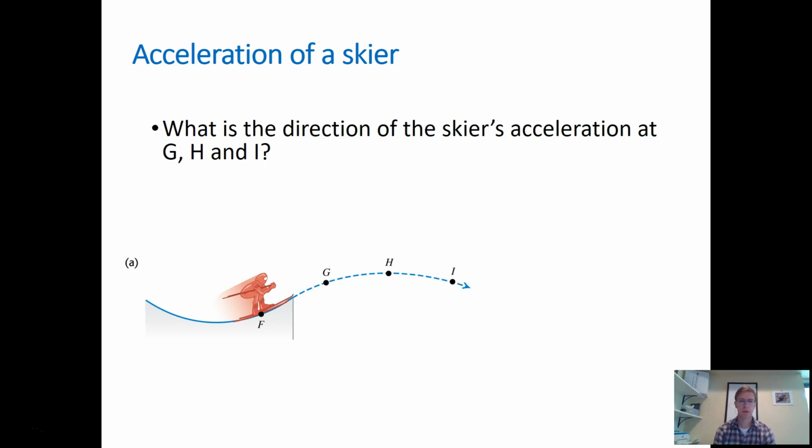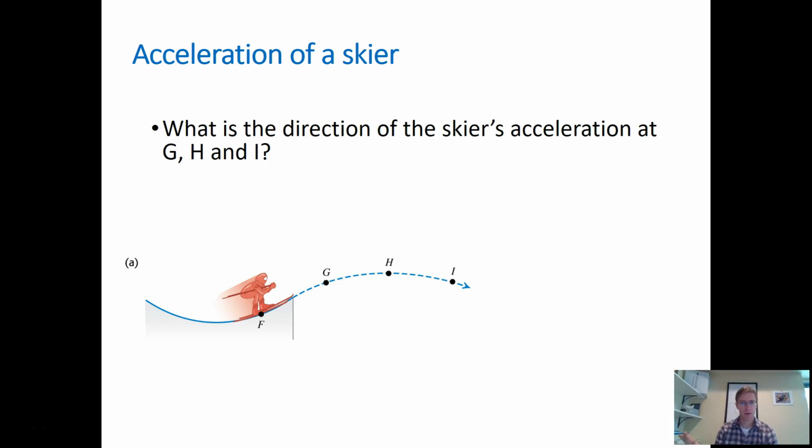Confusing. Now, let's try again considering this situation. Now the skier is going to go off the jump and be flying through the air, all right? And it's going to be moving at points G, H, and I. Again, draw the direction of the acceleration at each of these points. Pause it, try it out.